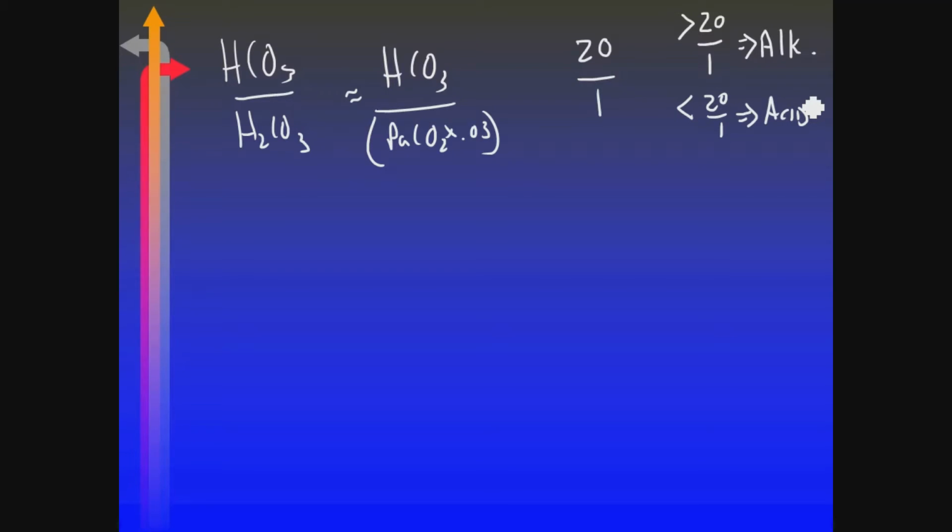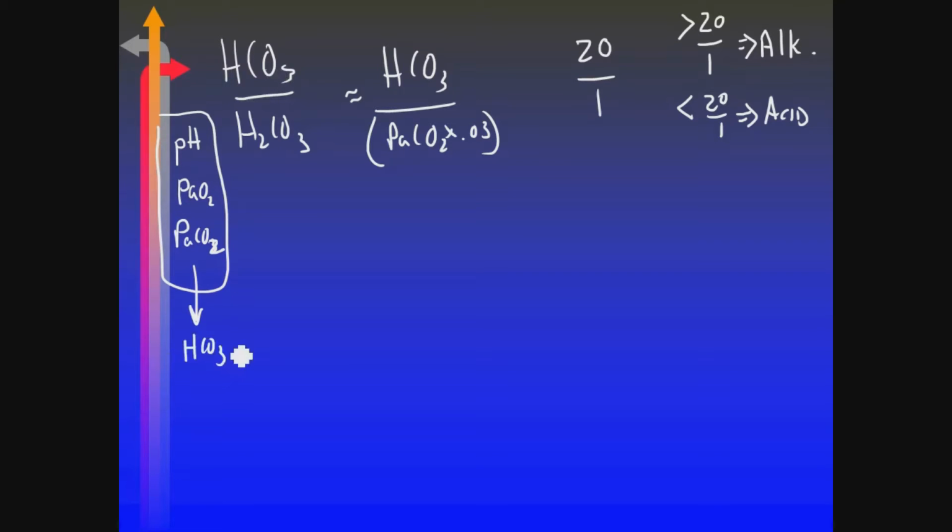We don't really measure H2CO3. We measure PaCO2. In fact, as Ashley will tell us, there's three primary measurements we make in the blood gas lab, these three. We then calculate from that this value.